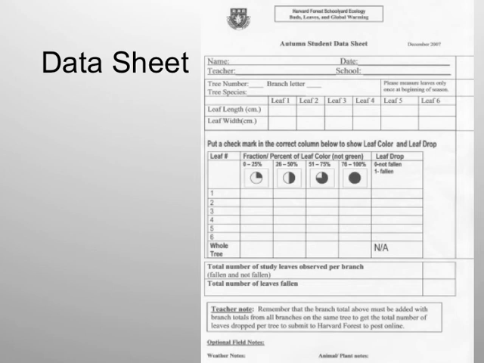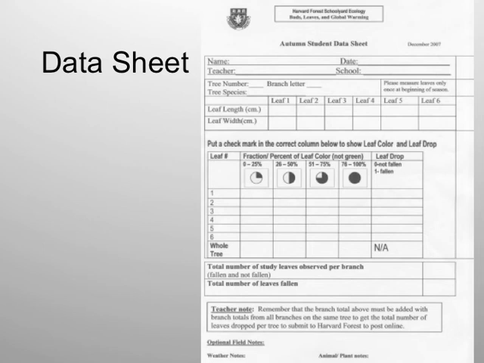So for example, right now on your sheet for leaf 1, leaf length, I want you to write down 10.20 centimeters. And leaf width, I want you to write down 5.39 centimeters.